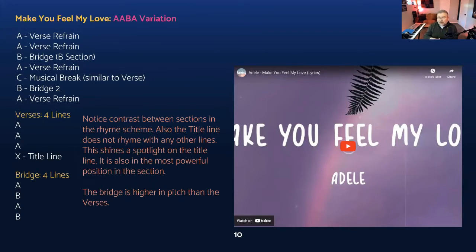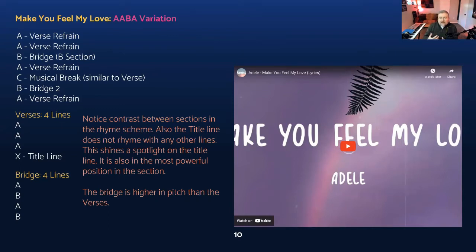So then when we get to the bridge section, not only does the bridge have a higher melodic pitch range, so it creates contrast in pitch, but it's also creating contrast in the rhyme scheme. So in the rhyme scheme, now you go to an A-B-A-B rhyme scheme, which is different than your A-A-A-X. So that's a tool that you can use in your own writing, is change the rhyme scheme between sections so it adds that lyrical contrast.